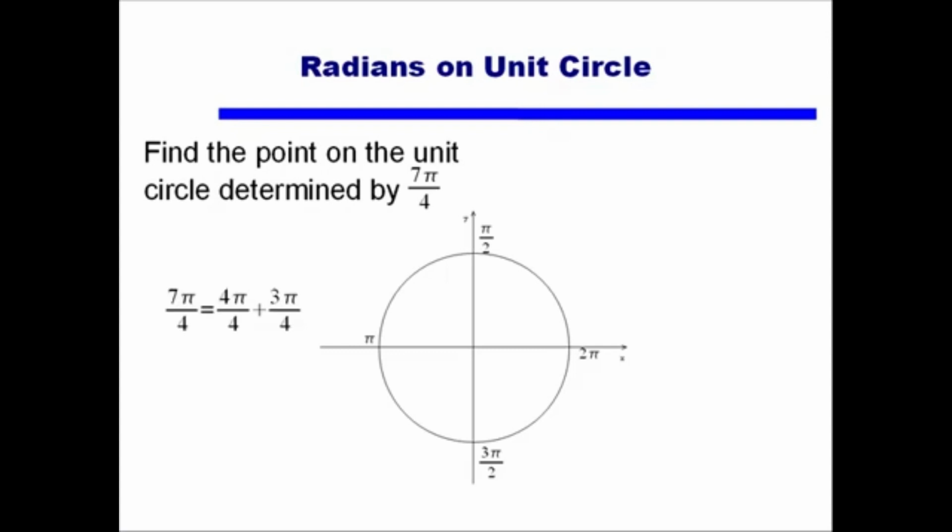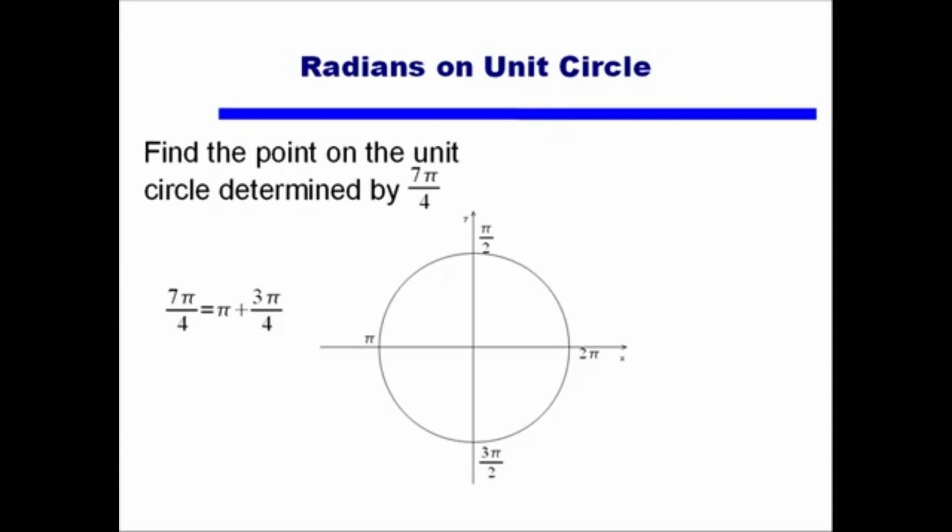And what I like to do, looking at this, is pull out full pi's. For instance, 7 pi divided by 4 is equal to 4 pi over 4 plus 3 pi over 4. And I know that 4 pi over 4 is just going to equal pi, because the 4 in the numerator and the 4 in the denominator will divide out. So then I'm left with pi plus 3/4 pi.